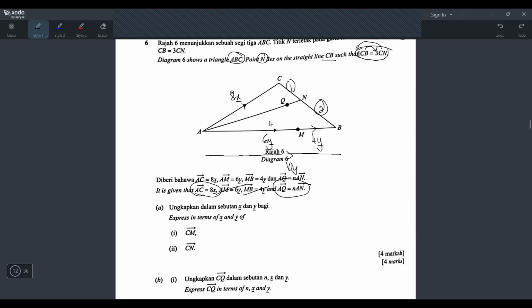Okay, I don't know the ratio for AQ and AN, because they never give me. So this one I will just leave it for now, because I cannot label it. So now I will straight away do A question 1. Okay, I'm already done labeling. Now let's do question 1.